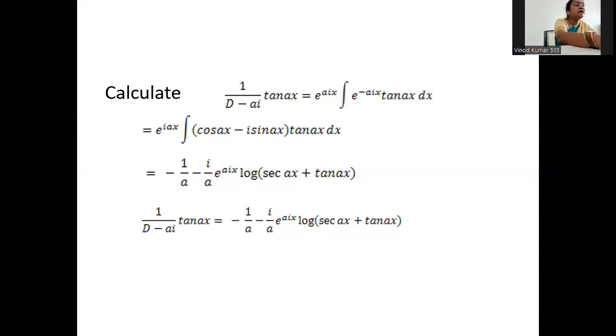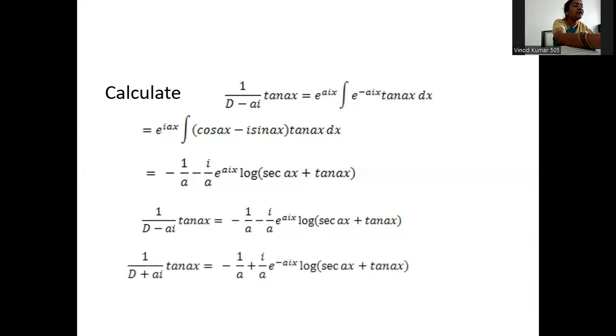But this is the particular integral of 1 by (d minus ai) on tan ax. Extending the same concept to 1 by (d plus ai) on tan ax, because d plus ai and d minus ai are conjugates. Therefore, just simply replacing i by minus i in my previous particular integral, I have 1 by (d minus ai) on tan ax, which is equal to minus 1 by a minus i by a into e to the power of iax log mod secant ax plus tan ax.